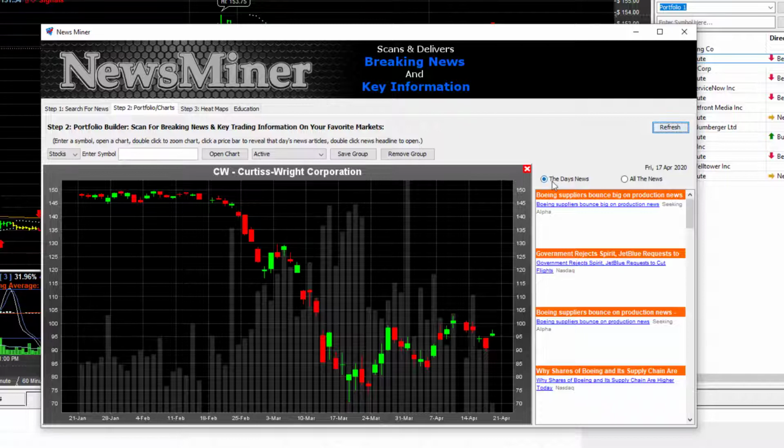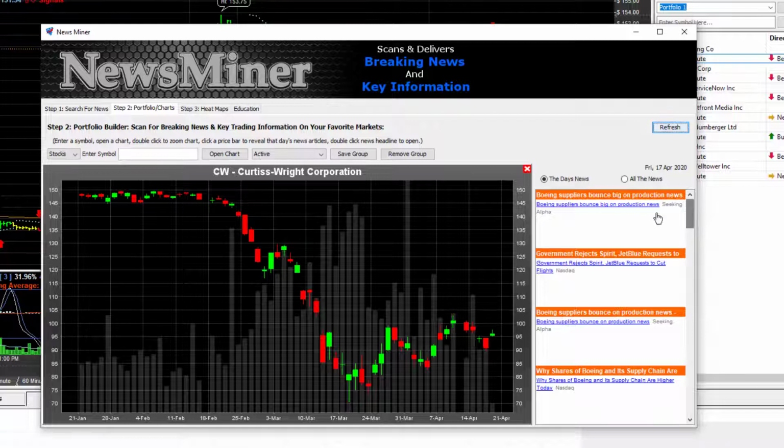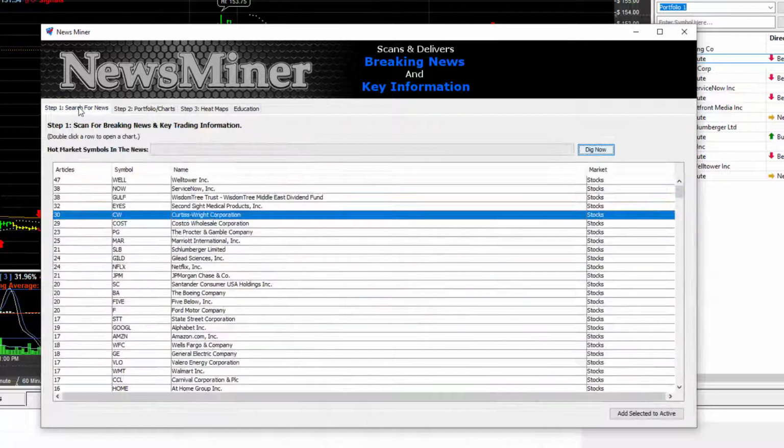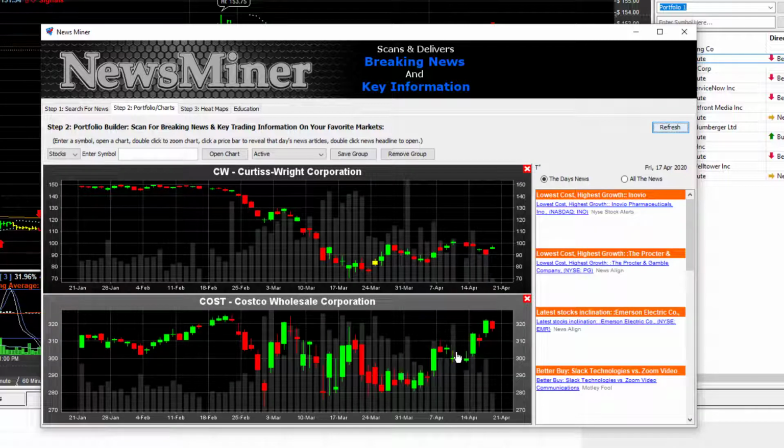Plus, it gives you the news for the day, all the news, and you can come down and see which news articles and where they're coming from, which news agencies are supplying us with 47 different articles on this particular stock. And we can come in and come back. Let's look at another one. Here's Costco. We can pull up Costco, and so there's Costco.